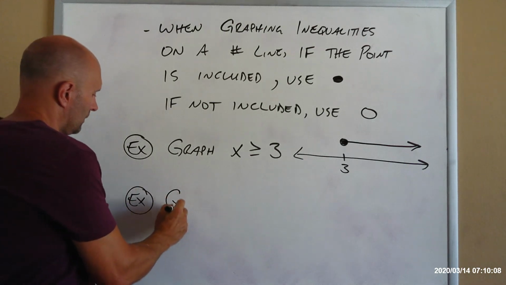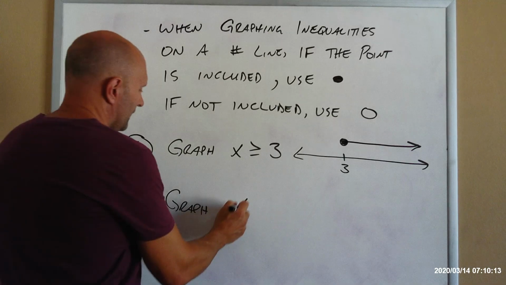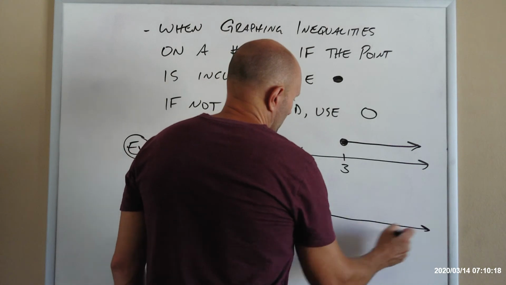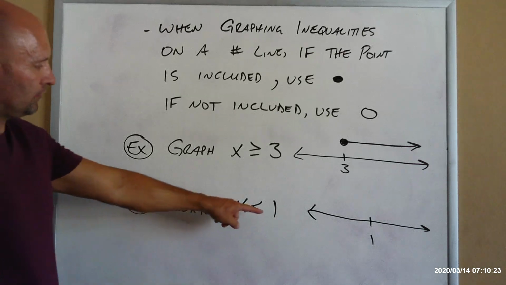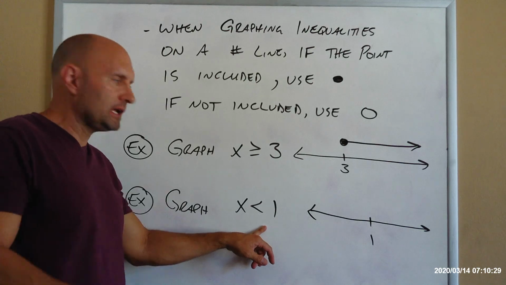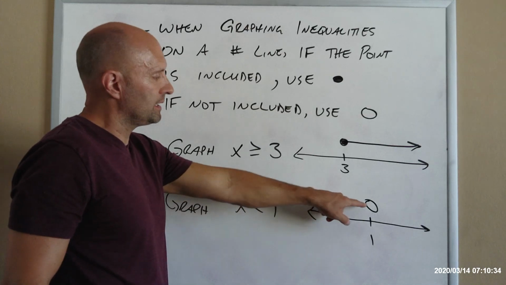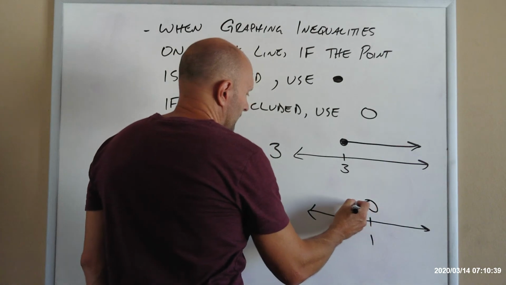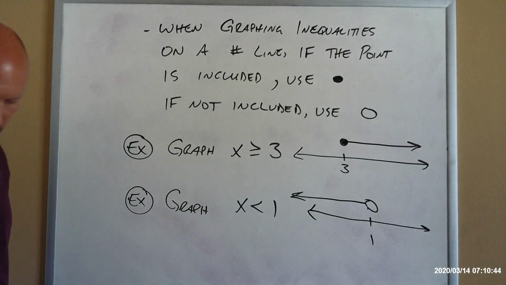And what if I have the following? Let's graph x less than 1. So again, I draw my number line. The point of importance here is 1. Is 1 included? x is less than 1. So no, it's not included. It's not less than or equal. It's just less than 1. So that means it gets an open circle. That's my indication: hey, this number is not included. And less than 1 means it's everything going towards negative infinity. 0, negative 1, negative 10, negative 100, etc.